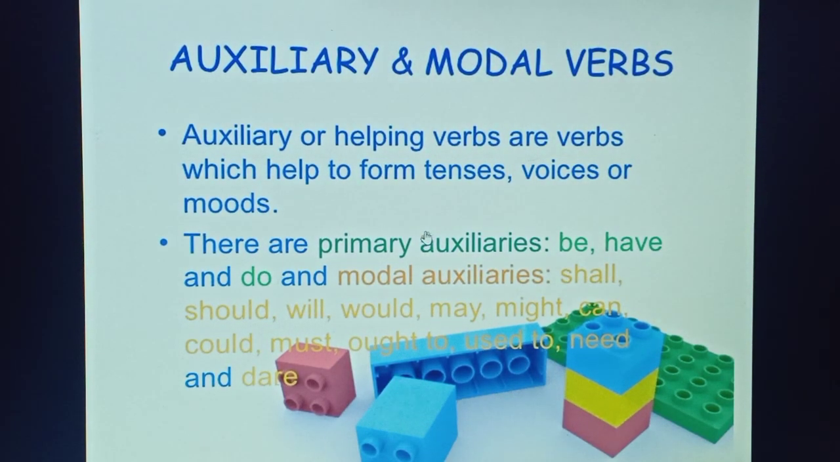So students, as we discussed in our previous slide, auxiliary verbs also have two parts. First is primary auxiliaries and then there is modal auxiliaries, right? So primary auxiliaries are is, am, are, was, were, has, have, had, do, does, did. And when we are talking about modal auxiliaries, they are can, could, may, might, must, should, will, shall, would, dare, need, used to. So these are modal auxiliaries.